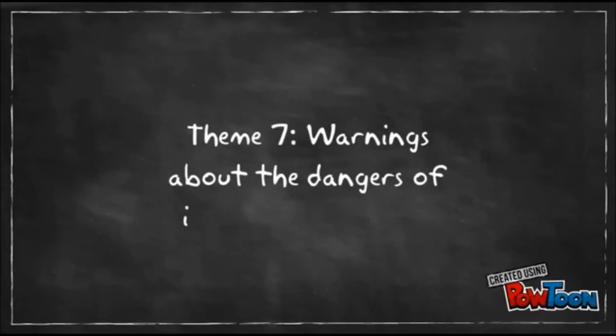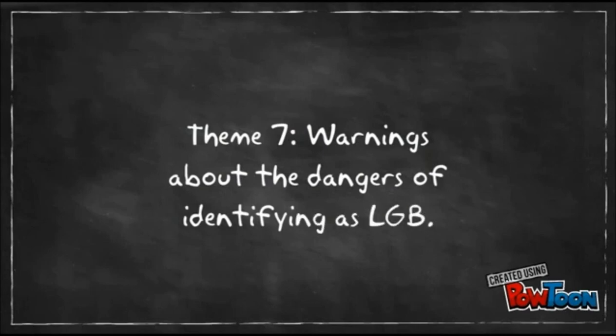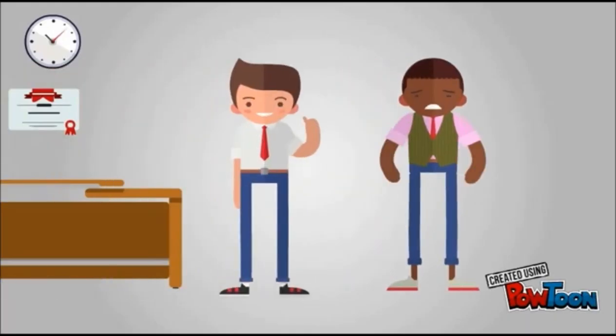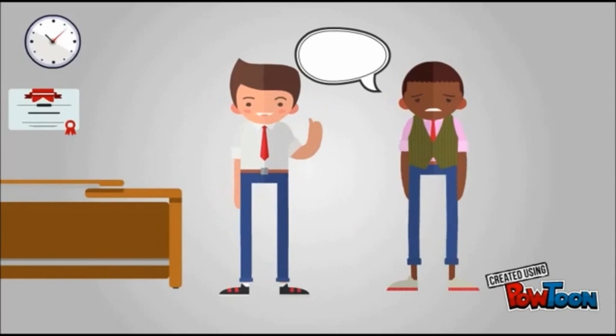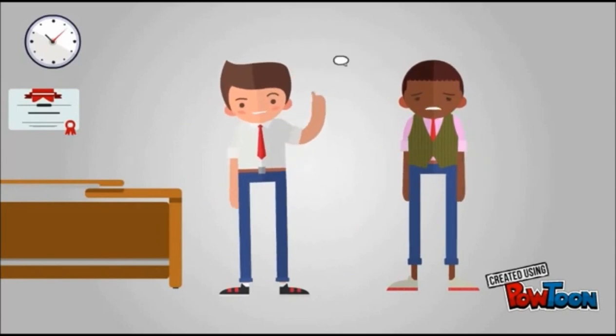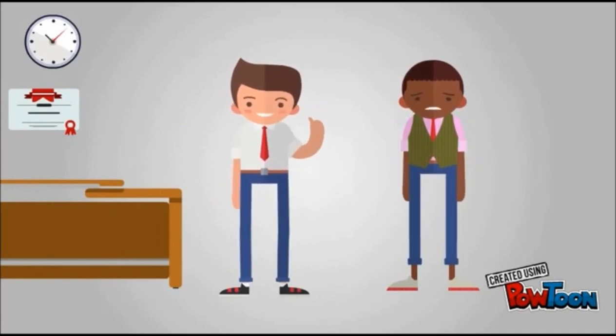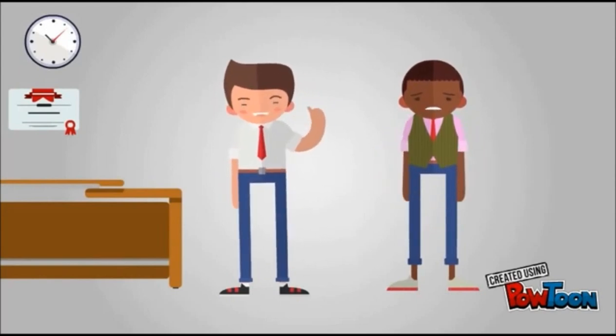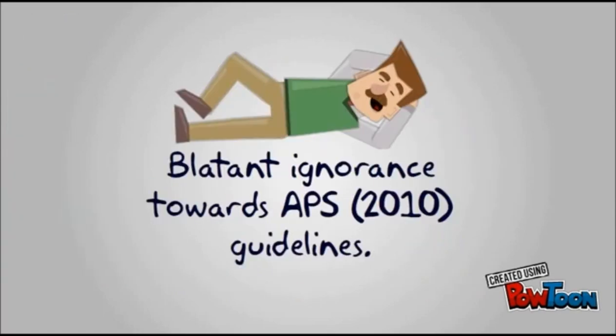Theme 7. Warnings about the dangers of identifying as LGB. This can be displayed as a client discusses experiences of discrimination. A therapist may assert that this lifestyle brings certain problems with it, suggesting that problems that a client faces are their own fault for choosing an LGB identity. All these themes show blatant ignorance to the guidelines.